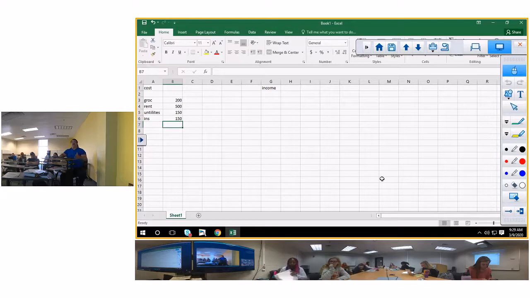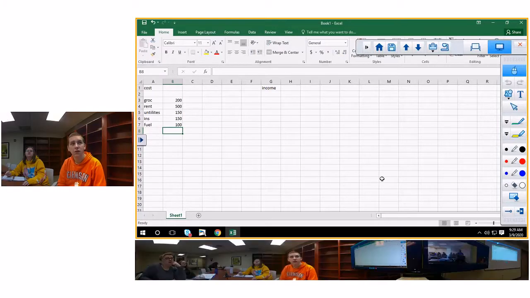And what else is necessity? What else is necessity outside of those 4 things? Gas, fuel for going back and forth to work or school. Let's say $100 a month. Okay? What else? What else is necessity? Have I pretty much named all the necessities? At least the big groups.